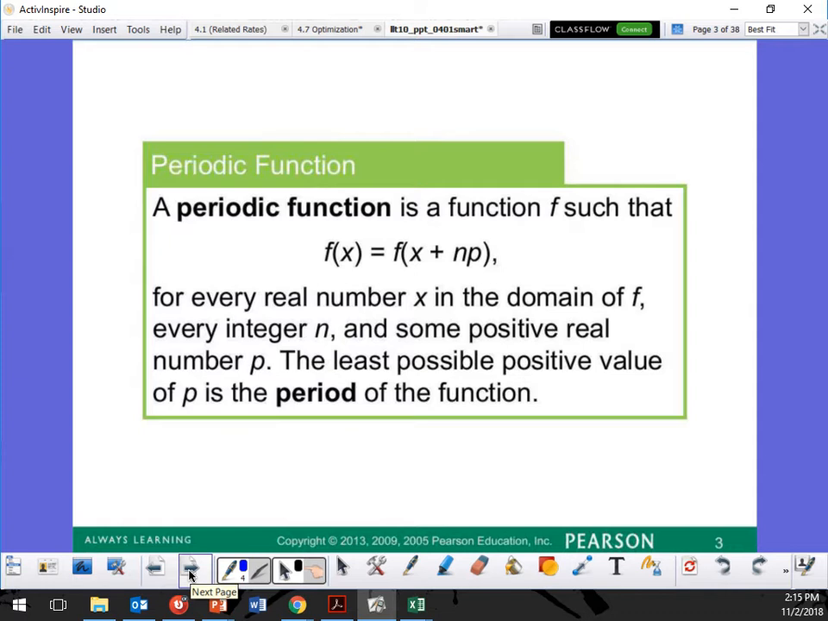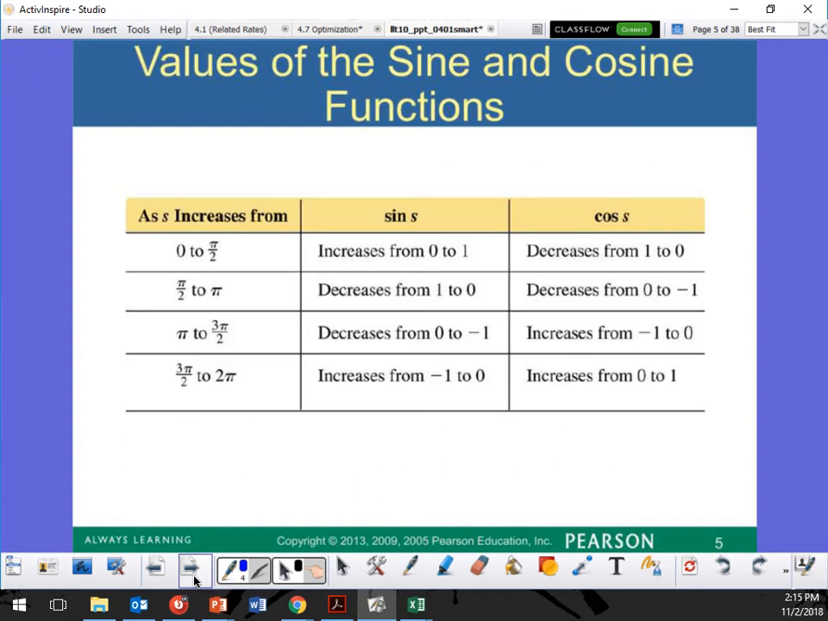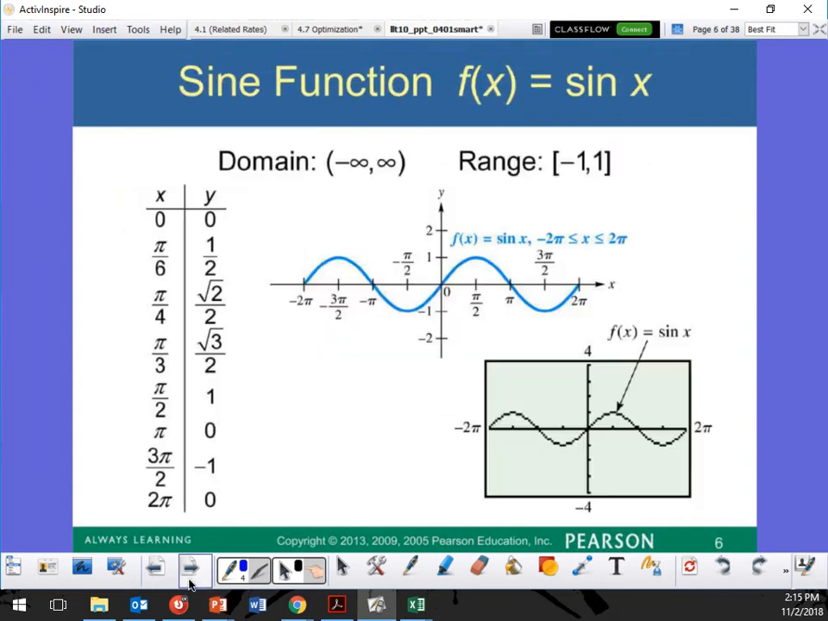So a periodic function is such that, anyway. It is this, but I'll explain more because I hate the way that they write this out. It repeats every 2 pi.